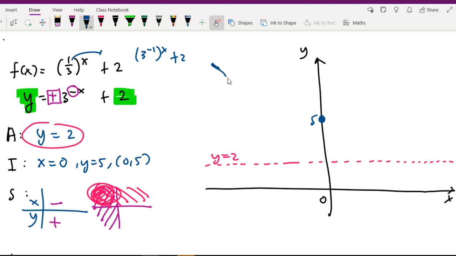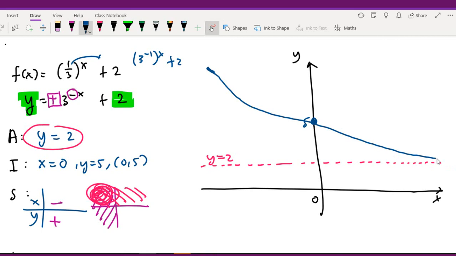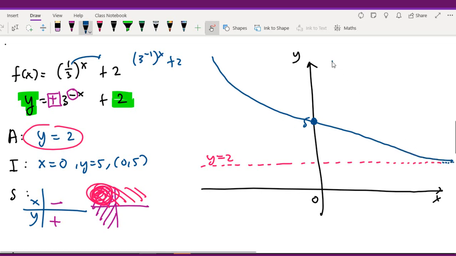Then take it to the point, curve it, and start down here. This is the asymptote. The graph is approaching the line y equals 2 but never touches the line. Not so good, it's better. Okay, try again. Like this.